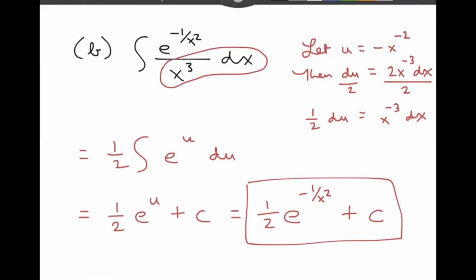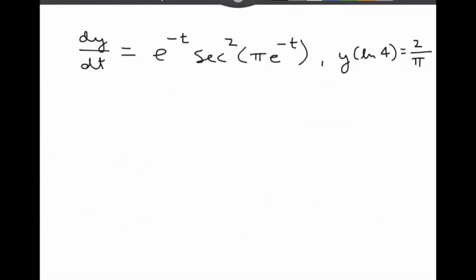All right, and then finally, we have what's called an initial value problem. Hopefully you remember these from Calc 1. Basically, an initial value problem is just an integration problem. And it comes with what's called an initial condition, which is what you see here. That initial condition is going to allow us to specify the value of c, of the plus c. So we're going to start by finding the integral of e to the negative t times secant squared pi e to the negative t dt.